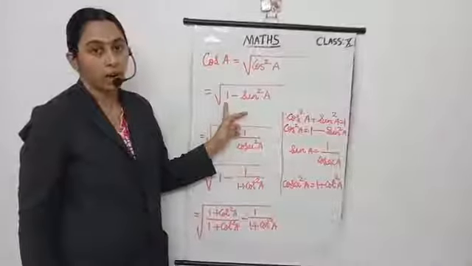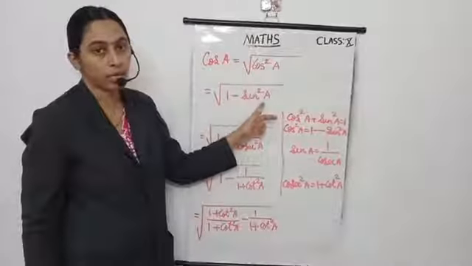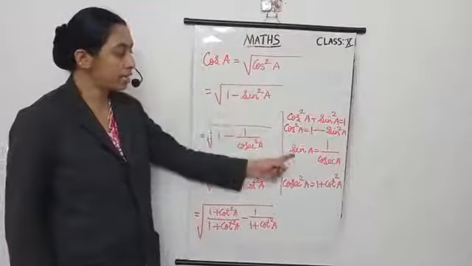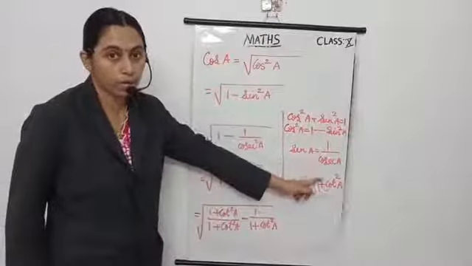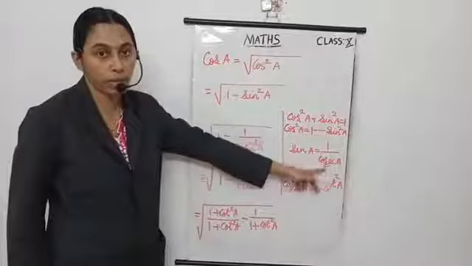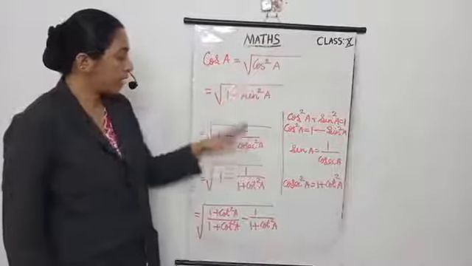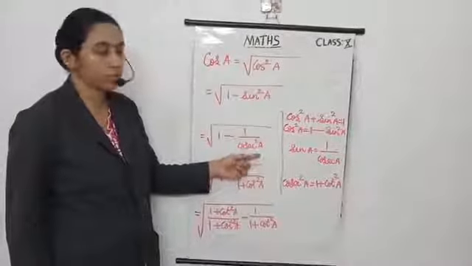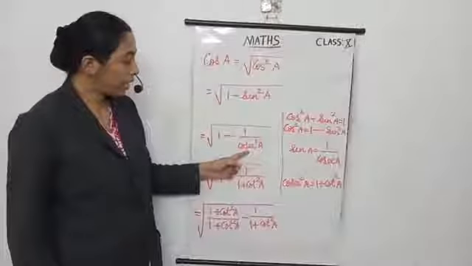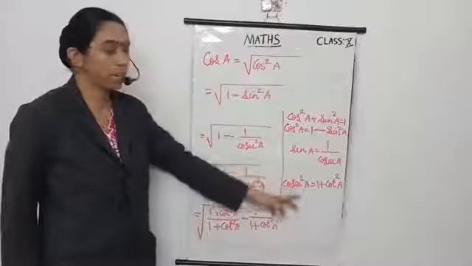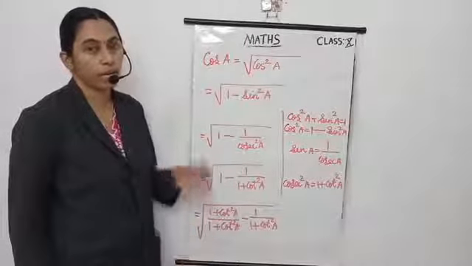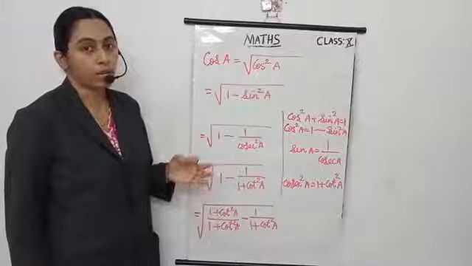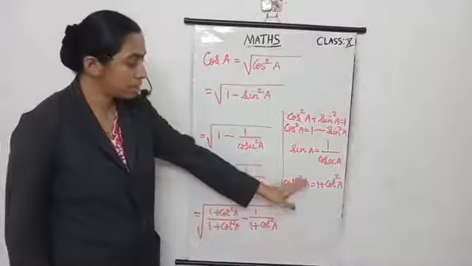So here, 1 minus root 1 minus sin square A. Now in place of sin A, we can substitute 1 by cosec A. Sin A equal 1 by cosec A. So substitute that value here, we get root of 1 minus 1 by cosec square A. Now the identity cosec square A equal 1 plus cot square A. We already learned identity 3: cot square A plus 1 equal cosec square A. This is the same identity.